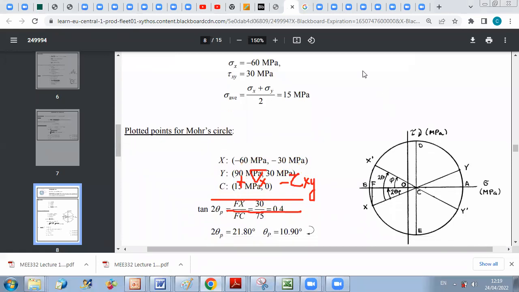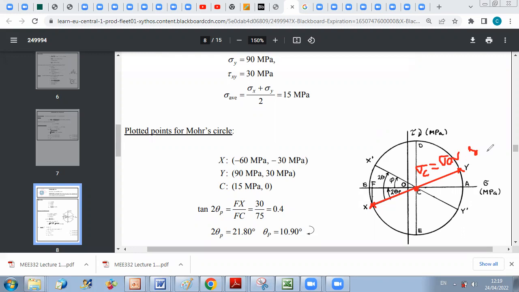We just put first big X, big Y. As we mentioned here, big X has a negative sigma component, negative tau component, and big Y has a positive sigma component, positive tau component. Once we put the 2 points, all we have to do is to relate them. The intersection with the sigma axis will give us point C, which represents the center of the circle. And we can easily calculate sigma at C, which is sigma average, which is sigma x plus sigma y over 2.